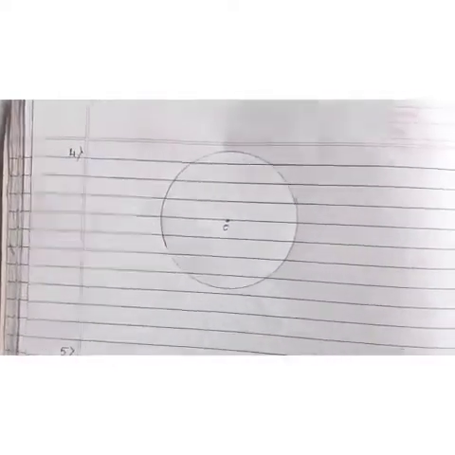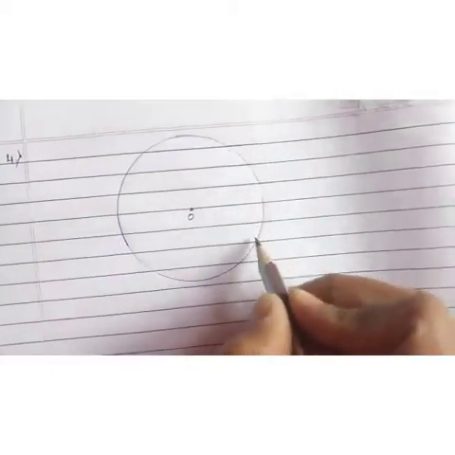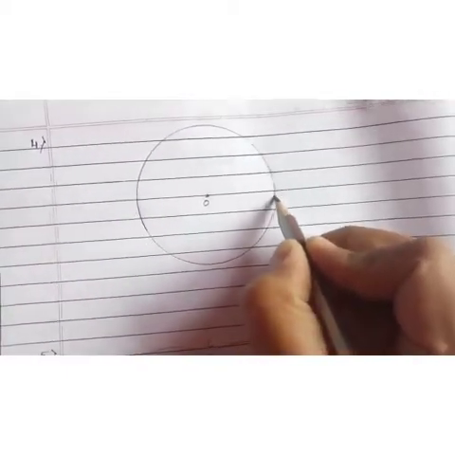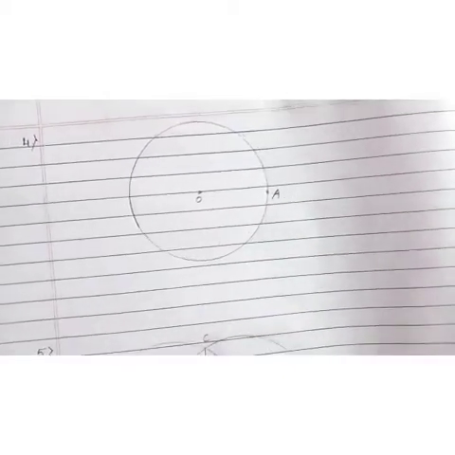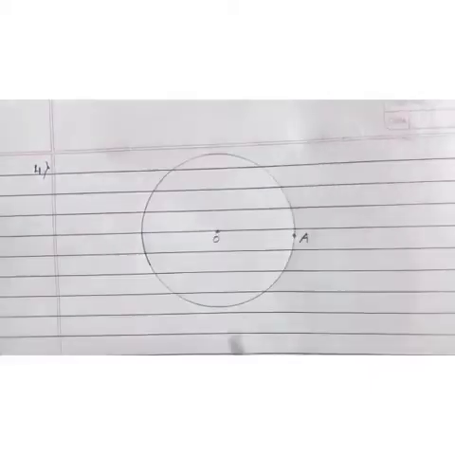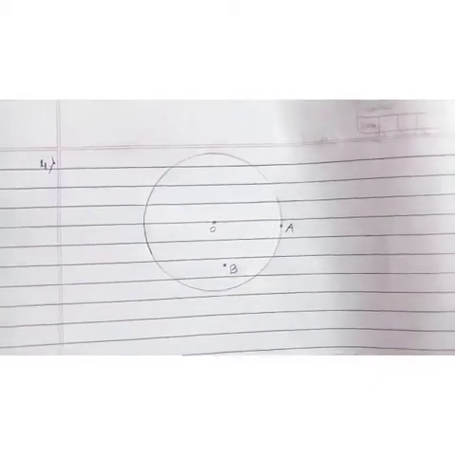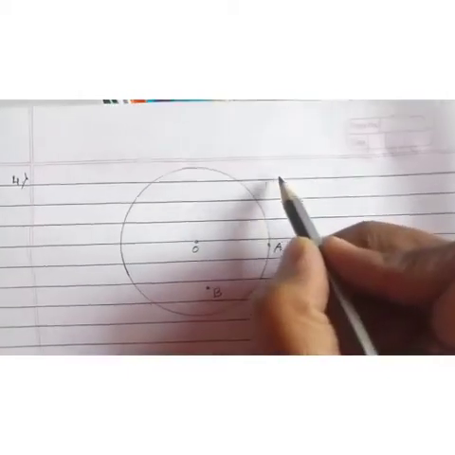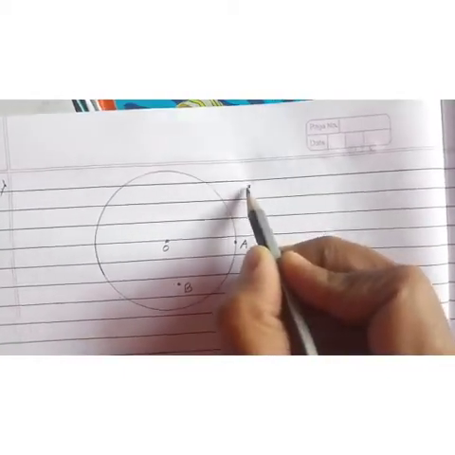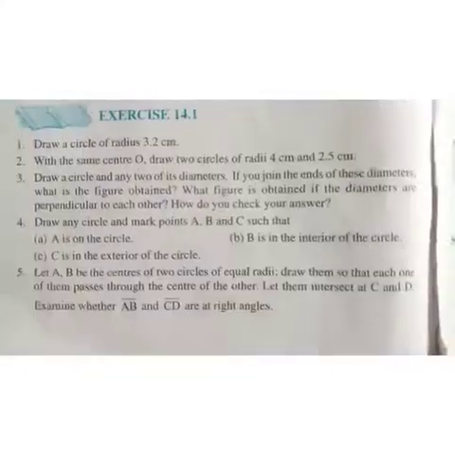Next, what they have told: first, A is on the circle. On the circle means on this circumference, that is the boundary. So mark A on the circle. Next we have B in the interior. Interior means inside. So mark B inside the circle and C in the exterior, that is outside the circle. So mark C. So this is all about question number 4. Now let us move to question number 5.